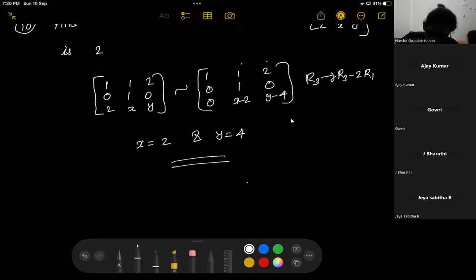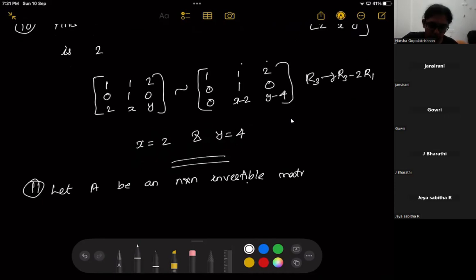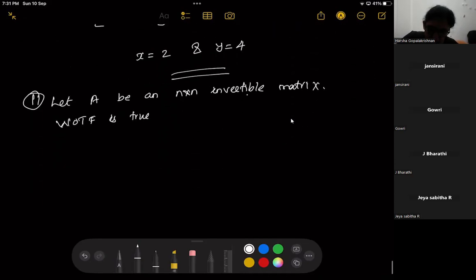No, ma'am. Next question is: given A is an n by n invertible matrix and two statements are given. We need to check which one is true.